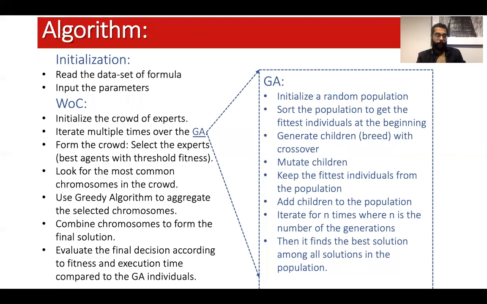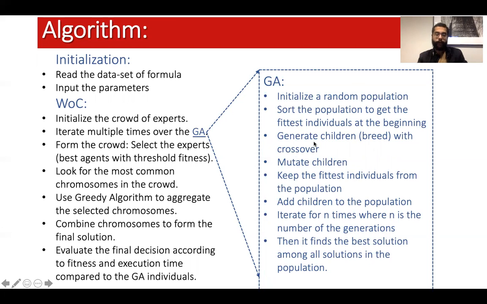Here I'm going to talk first about the pseudocode I used. First is the initialization. We read the dataset of formulas, then read the parameters fed by the user. Then for the wisdom of crowds, firstly we initialize the crowd of experts. Then we iterate multiple times over the genetic algorithm. The genetic algorithm starts by initialization of a random population. We then sort the population to get the fittest individual at the beginning, generate children with crossover, then mutation, then evaluation. And after evaluation, we iterate, adding the best children, or the fittest children, to the population. We iterate multiple times to find the best solution among all possible solutions in the population.